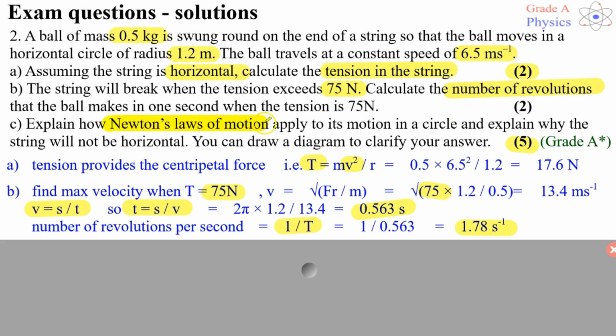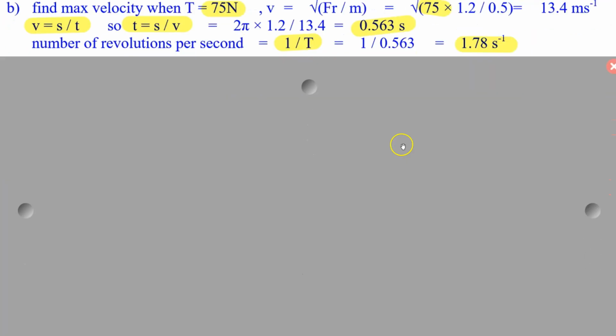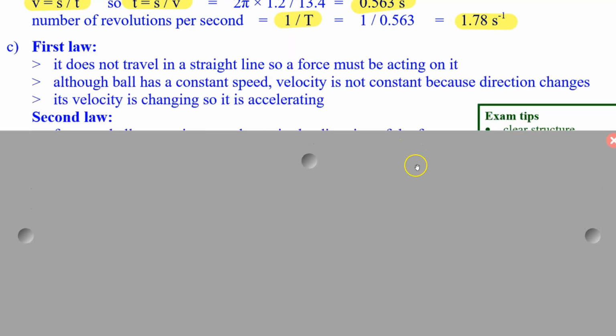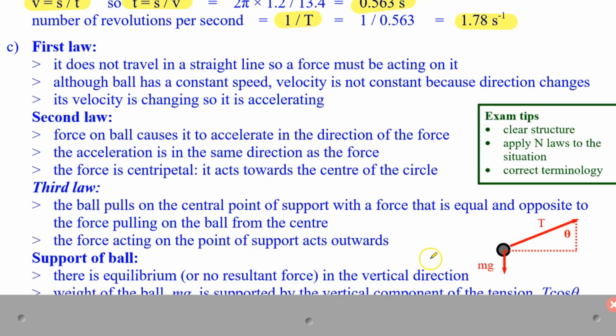So with reference to Newton's laws of motion, explain why the string will not be horizontal. Okay, we can draw a diagram. So generally speaking, if it makes that suggestion, you don't have to, but it's probably a good idea to include that to get the full marks. So let's have a look at what we've got here. So put it all on the screen there.